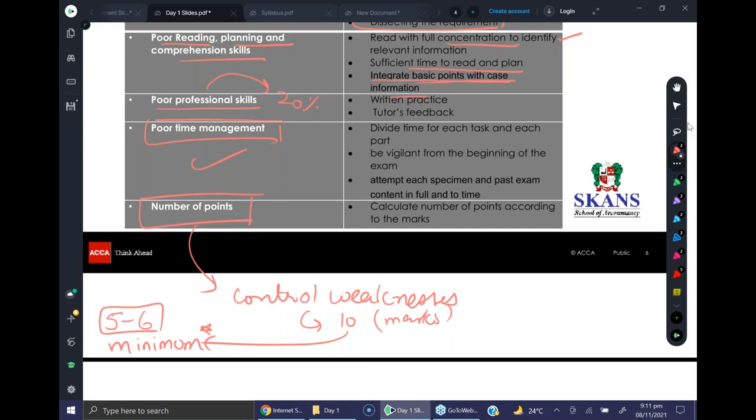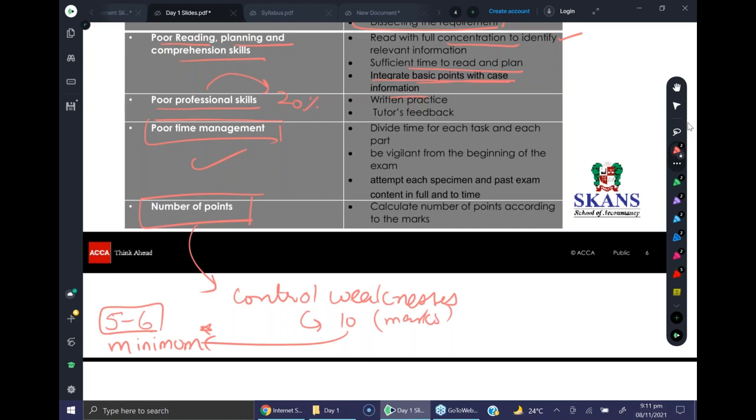So 5 to 6 minimum, but if you're able to write 1 extra or 2 extra points, you're welcome. But considering the time management situation, 5 to 6 might be the maximum you can write. But less than 5 is not okay. Are you listening to me? Less than 5 cannot get you the total marks. So that's something you need to keep in mind.